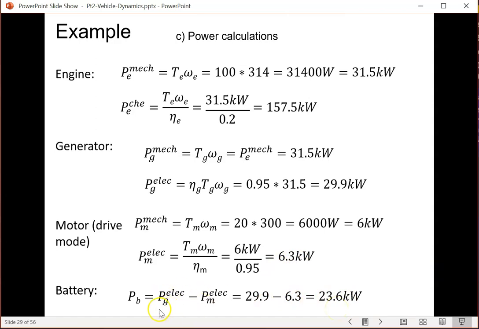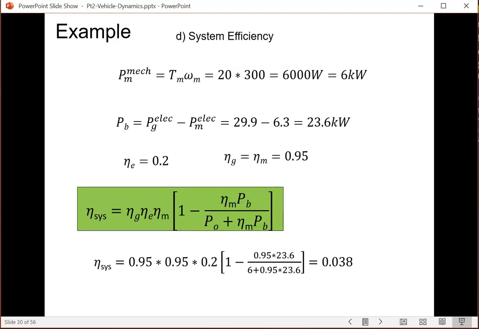Now, the other thing to help you to remember is that because battery power is electric, it doesn't take mechanical power. It's not a motion. Therefore, it's a subtraction between two electrical powers. It's the electrical power of the generator minus electrical power of the motor. So that will end up with 23.6 kilowatts. So we can actually work out the power of every single component. From there, we can also work out the overall efficiency of the system.